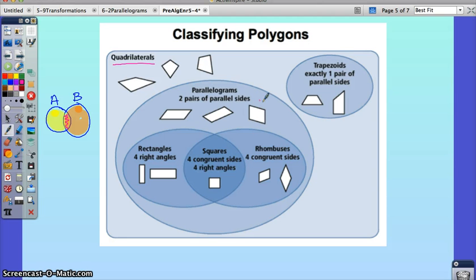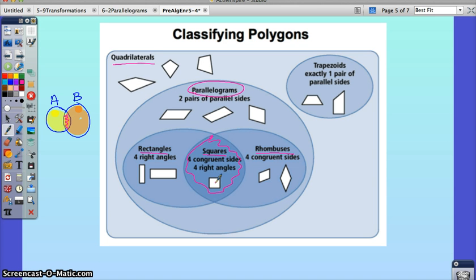When you take a look at this circle, though, all rectangles, rhombuses, and squares are parallelograms. Their whole circle falls inside the parallelogram circle, so all rectangles, squares, and rhombuses are parallelograms. Some rectangles and some rhombuses are squares. They overlap in here, but not all. And the only ones that are, are the ones that look like this.